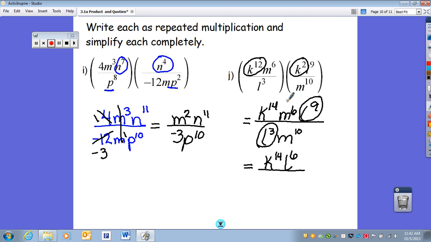The m's, I have 6 m's in the numerator, and I have 10 m's in the denominator. So there will be more m's left in the denominator, and I can subtract the exponents, 10 minus 6, and I would have 4 left after I simplify.